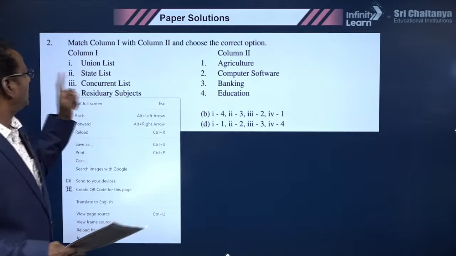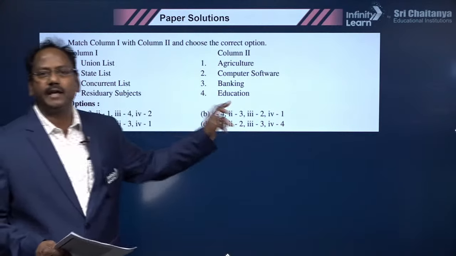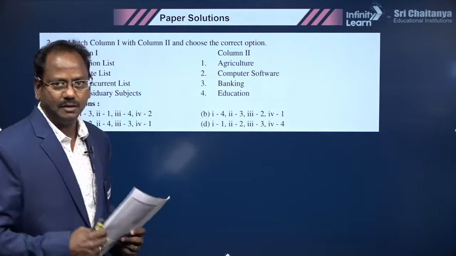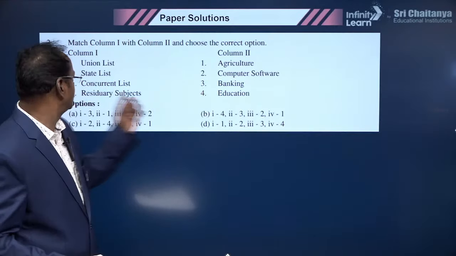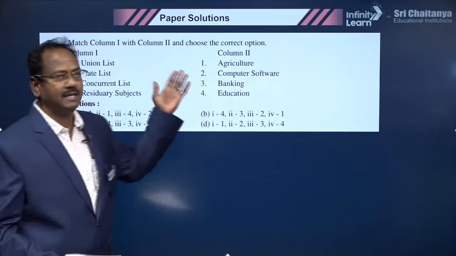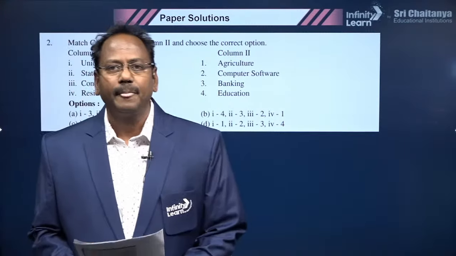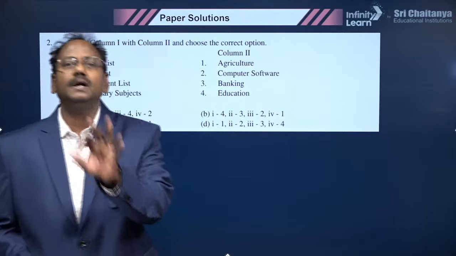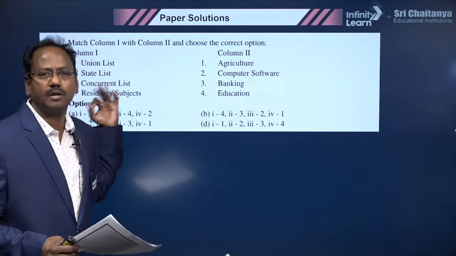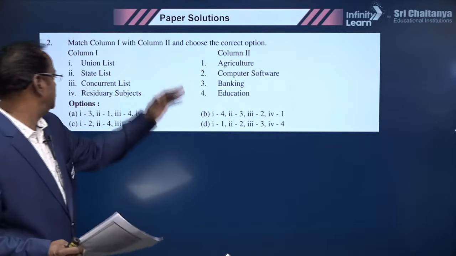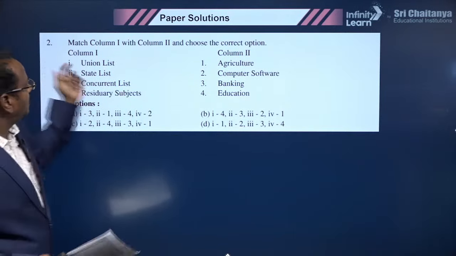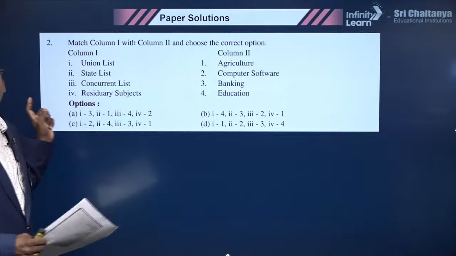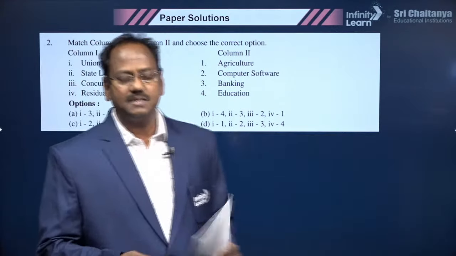Next, the concurrent list has education. Both center and state make laws on education, so education goes to the concurrent list. The residuary subject is none other than computer software. Computer software is recently developed and is not added in any of the lists of union, state, or concurrent, which is why it comes under residuary subjects. So 1 is connected with 3, 2 with 1, 3 with 4, 4 with 2. The answer to the second question is A.